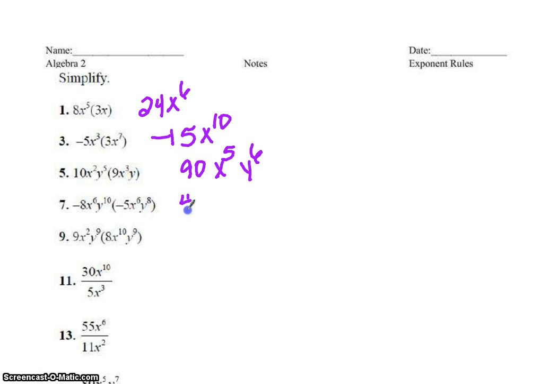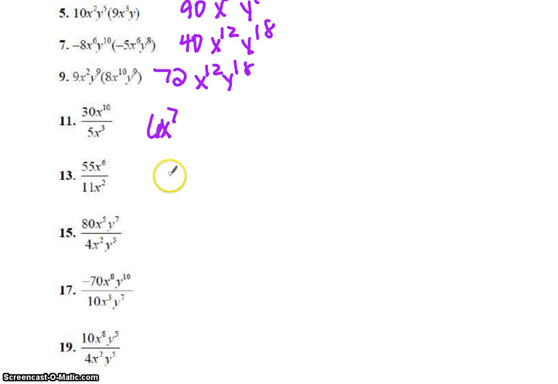Negative 8 times negative 8 is a positive 40. X to the 12th, y to the 18th. 9 times 8 is 72. X to the 12th, y to the 18th. 30 over 5 reduces to 6. 10 minus 3 is 7, so 6x to the 7th. 55 over 11 reduces to 5. 6 minus 2 is 4, so x to the 4th.